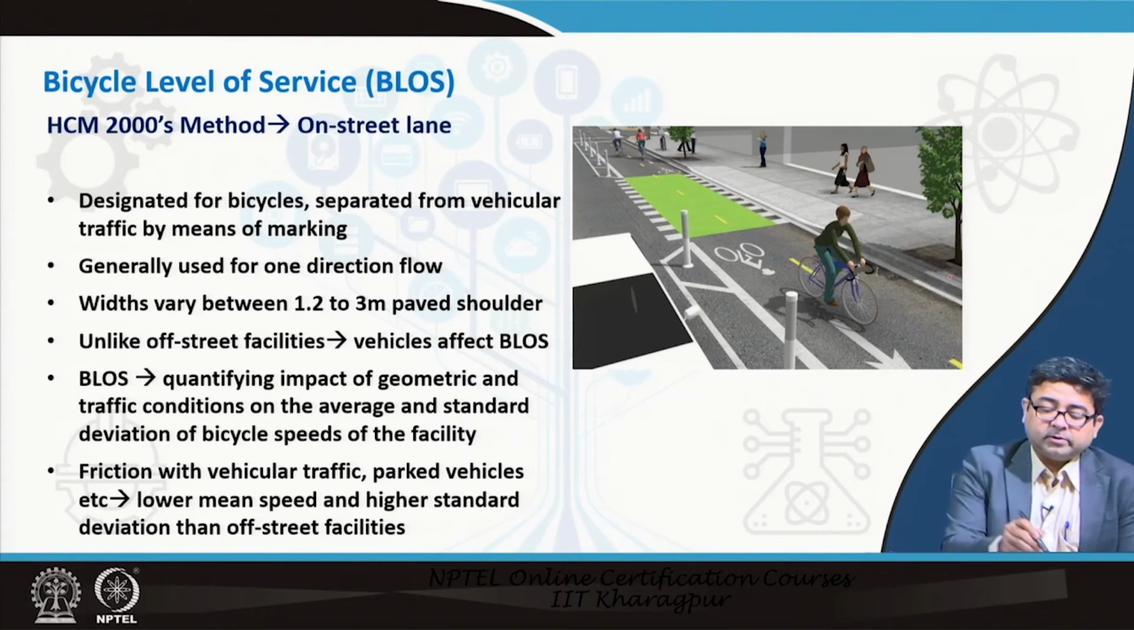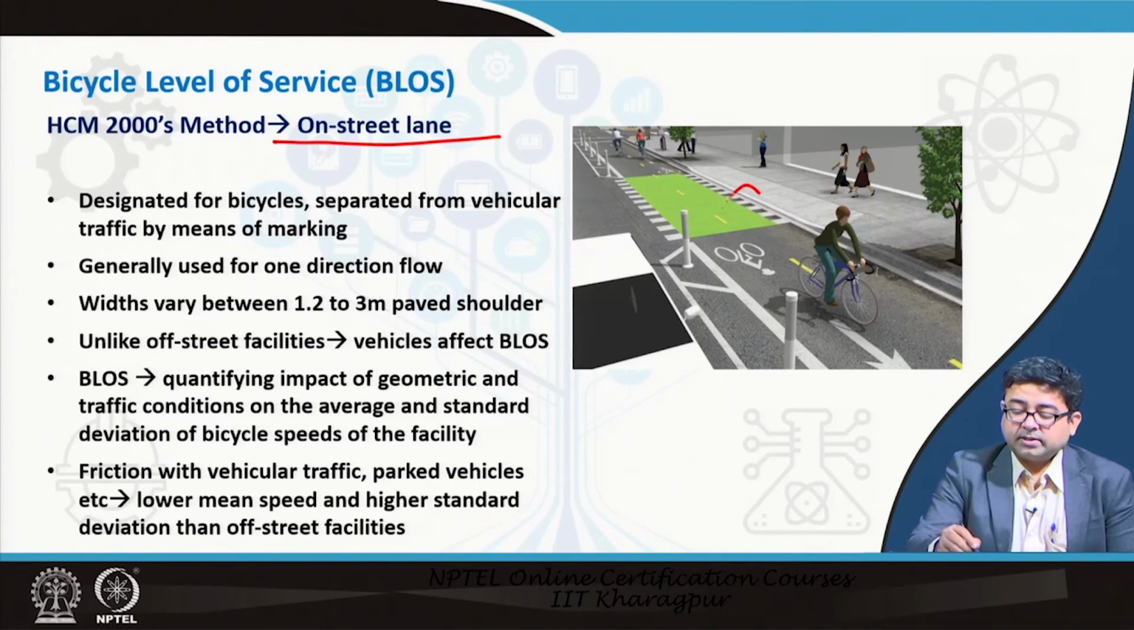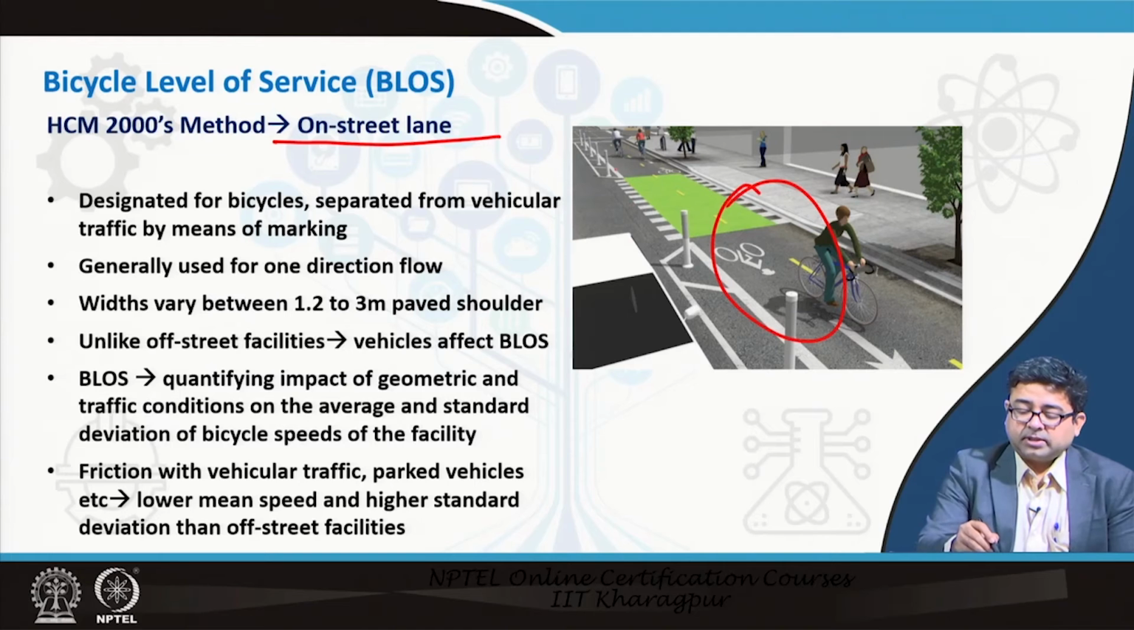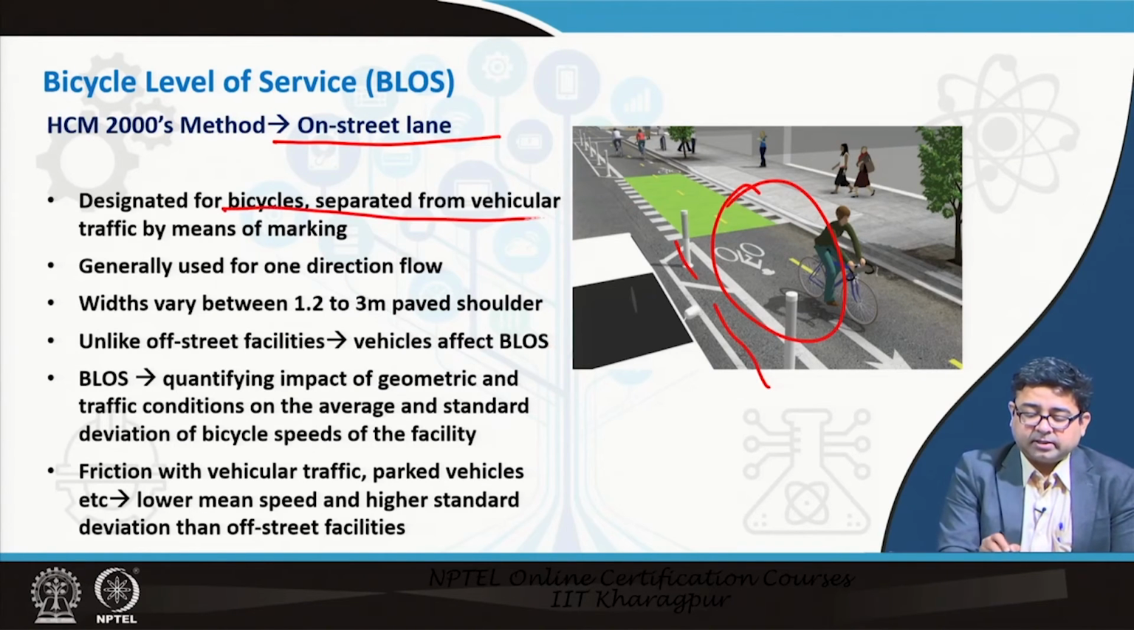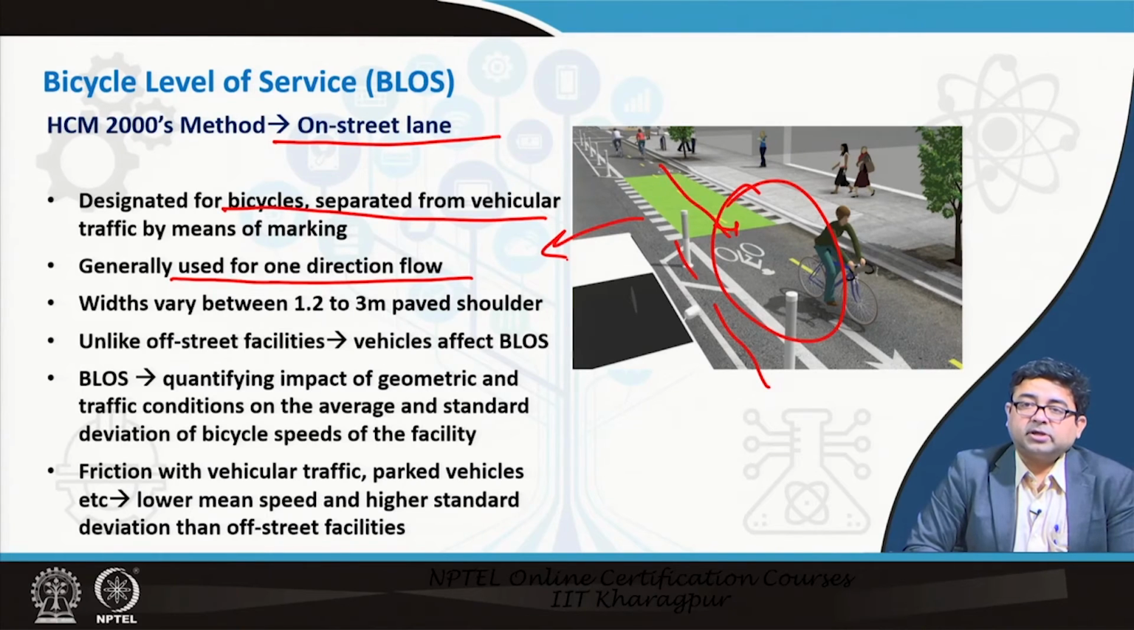The third type of facility is the on-street lane. So, you can have bicycle lanes on the street, but somehow demarcated from the traffic lanes. They are designated for bicycles, generally used for one-directional flow. Since they are on the street as well, you may have one direction here and another direction on the other side of the street, where the regular traffic is also flowing in the opposite direction.